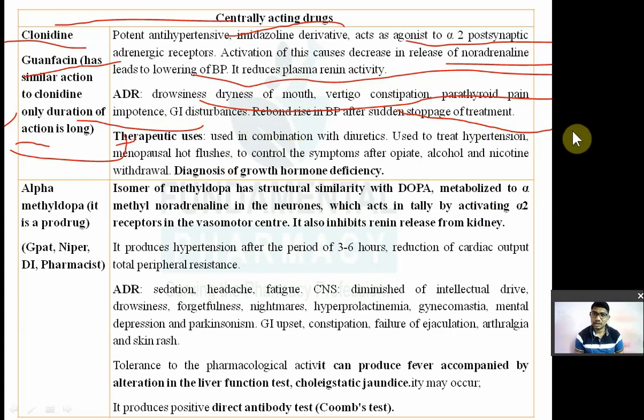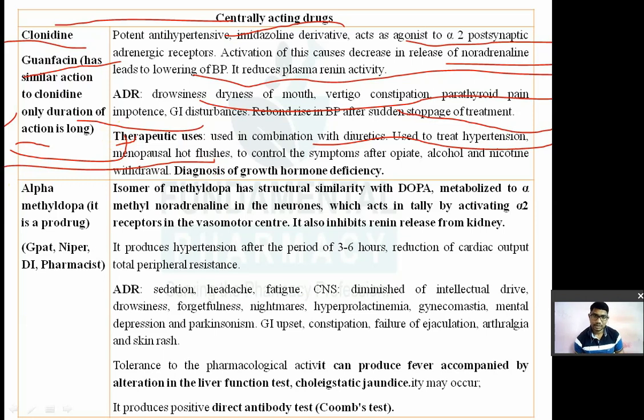What is the therapeutic use? So it is used in hypertension along with the diuretics. डाययूरेटिक्स ड्रग जो है उनके साथ में ये हाइपरटेंशन में यूज करते हैं. So used to treat the hypertension of menopausal and hot flushes. जो pregnancy में hypertension होता है that is known as a menopausal hypertension. And remember it is the drug of choice in the treatment of hypertension in the pregnancy.